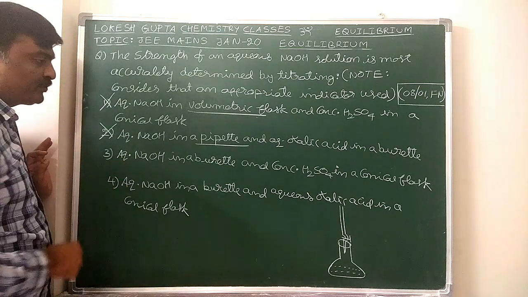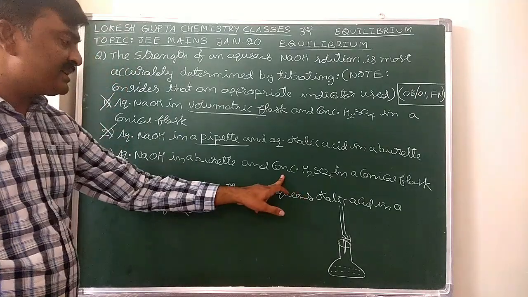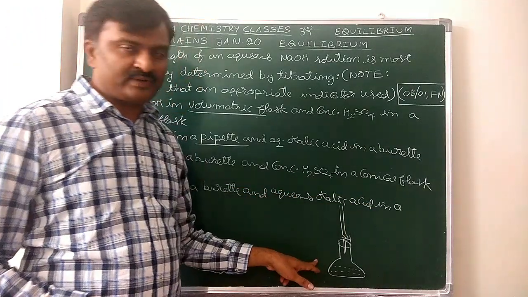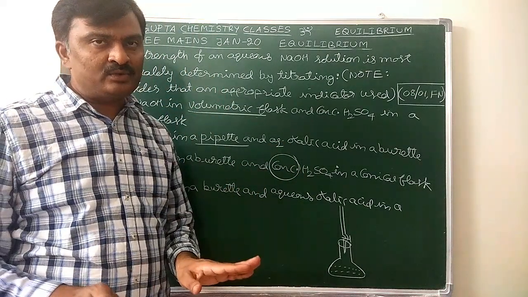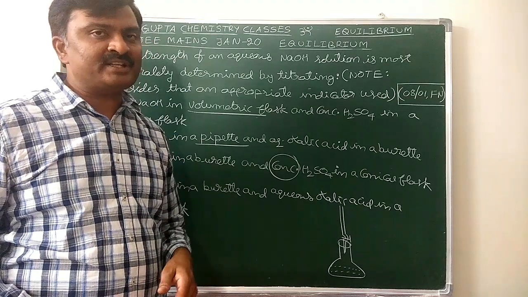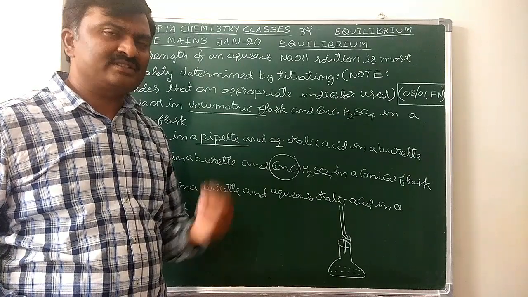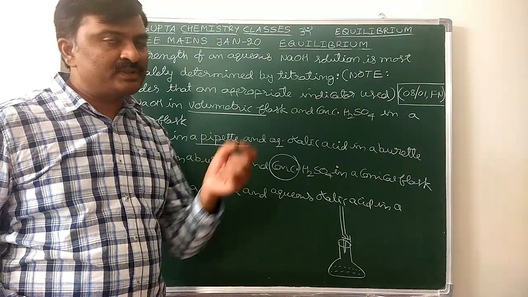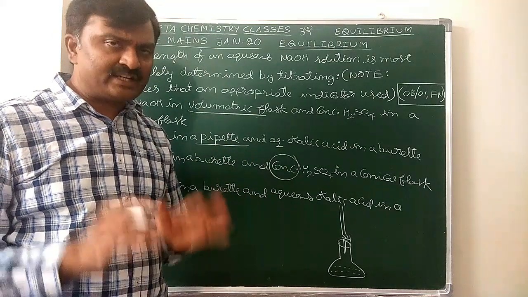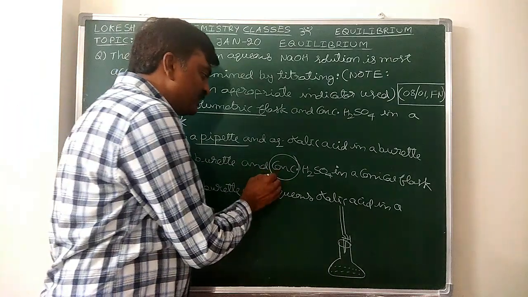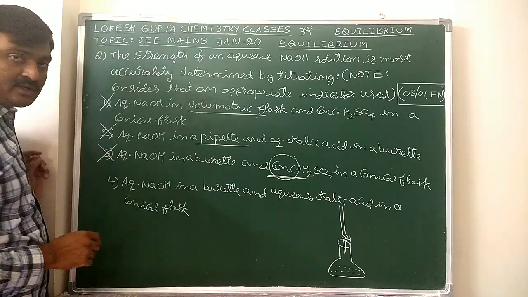Now come to the third and fourth options. Here aqueous NaOH in a burette and concentrated sulfuric acid in a conical flask. But here they said concentrated. If it is dilute, some 5 normal like that, then it will be correct. If we use concentrated sulfuric acid, what happens? That is hygroscopic. It may absorb moisture. Its concentration may change. So the advisable one is dilute sulfuric acid. But they said concentrated. That's why the third option is wrong.